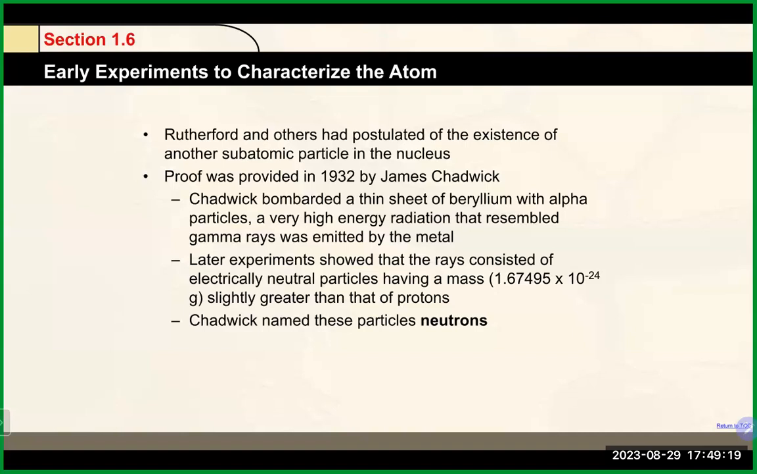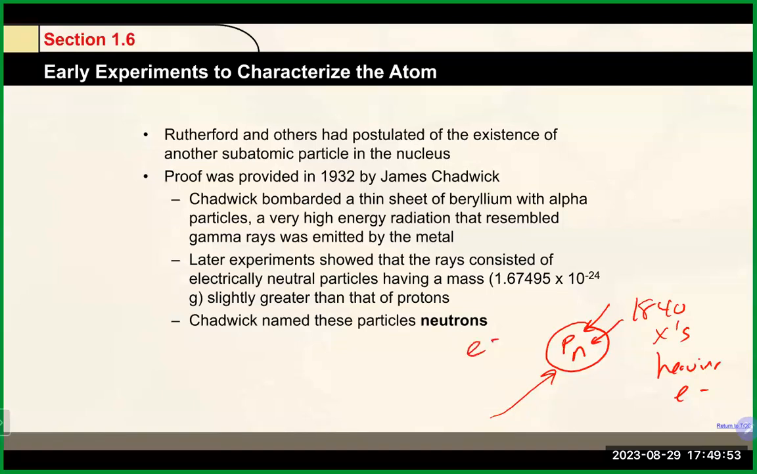So a neutron is 1.67495 times 10 to the minus 24 grams, which would also put the neutron about 1,840 times heavier than any electron that is flying around. Because both the proton and the neutrons are found in the nucleus, they're both about 1,840 times heavier than any electron. That again lends even more credibility to the idea that most of the mass of the atom is made up of that nucleus rather than the electrons, which are flying around.